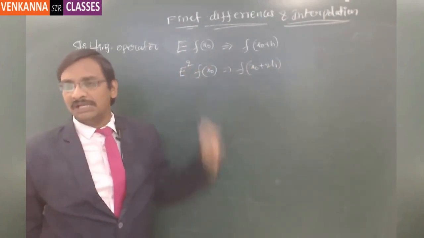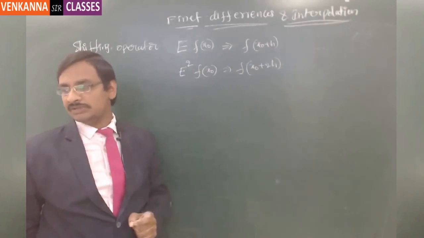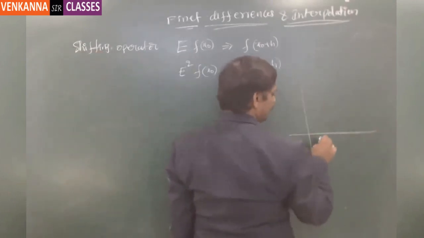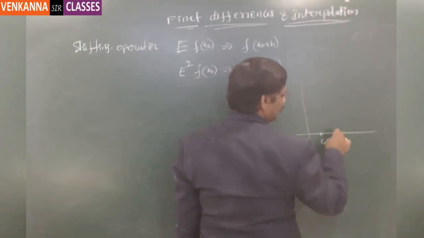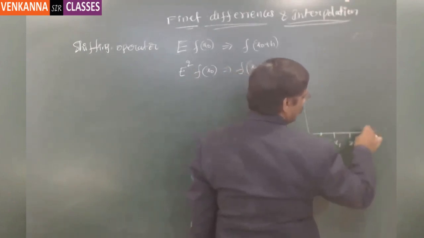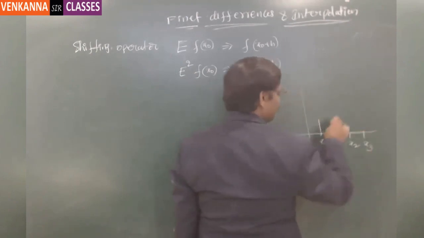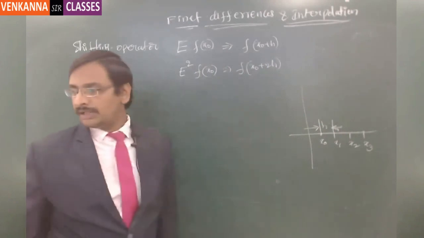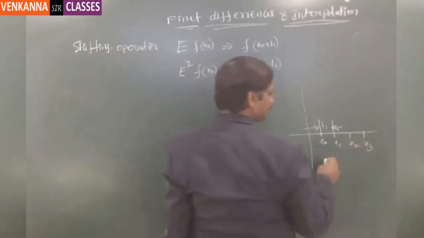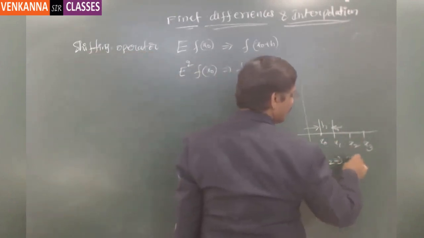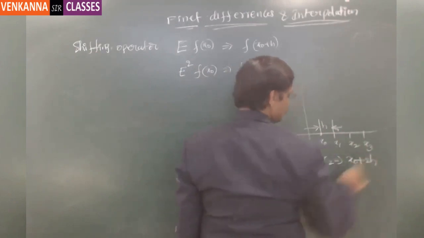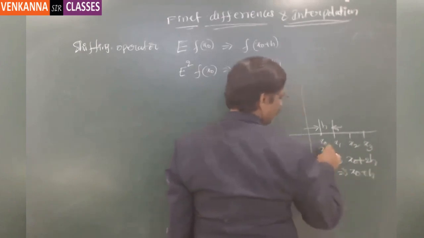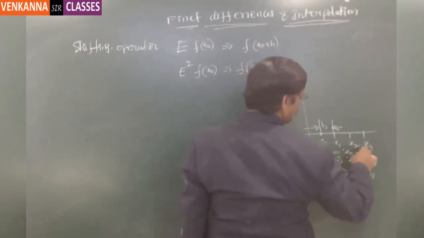So this h is an interval between two subsequent values. If you take the values like this on the x-axis, let us say this is x naught and this is x1 and this is x2 and this is x3, then this difference is treated as h. And then if you want to express x2, this can be expressed as x naught plus 2 times h. If you want to calculate x1, this is x naught plus h. If you want to calculate x3, this is x naught plus 3h.